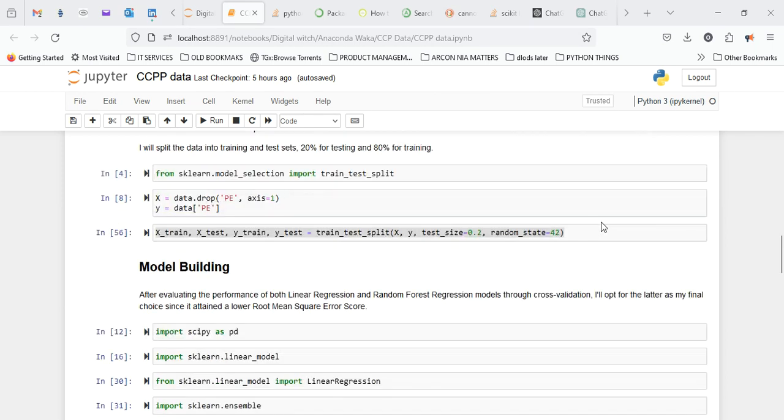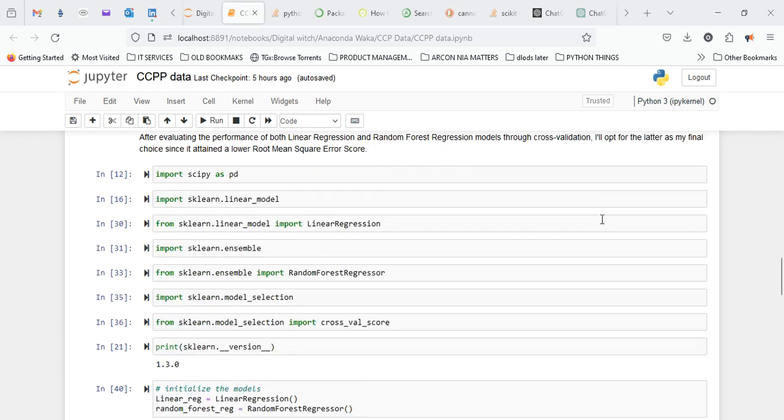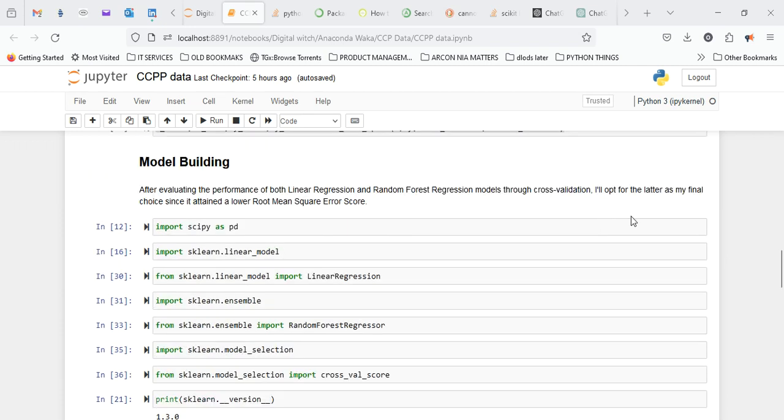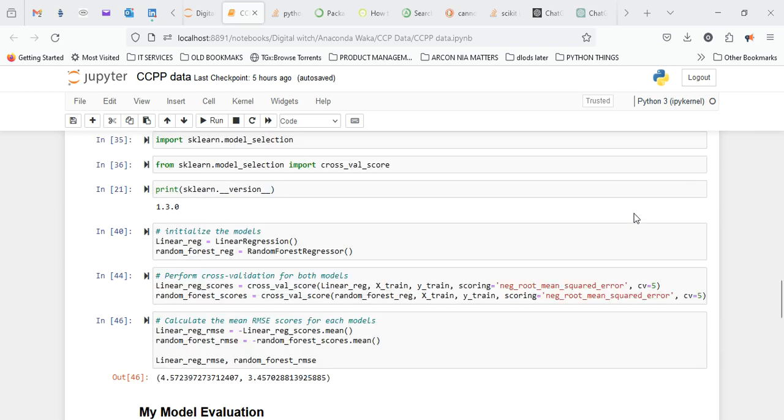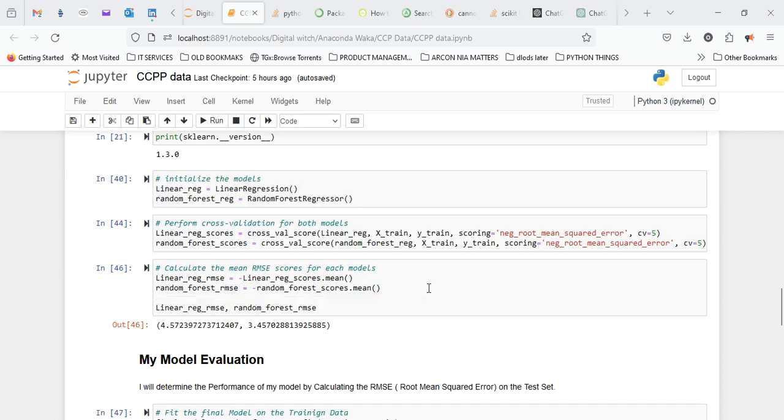Now, my model building. After evaluating the performance of both linear regression and random forest regression models through cross-validation, I will opt for the latter as my final choice, since it attained a lower root mean square error. Here we can see the values for the linear regression and the lower random forest root mean square error.